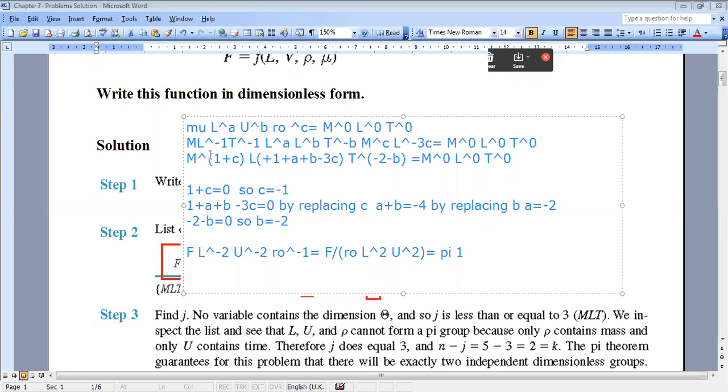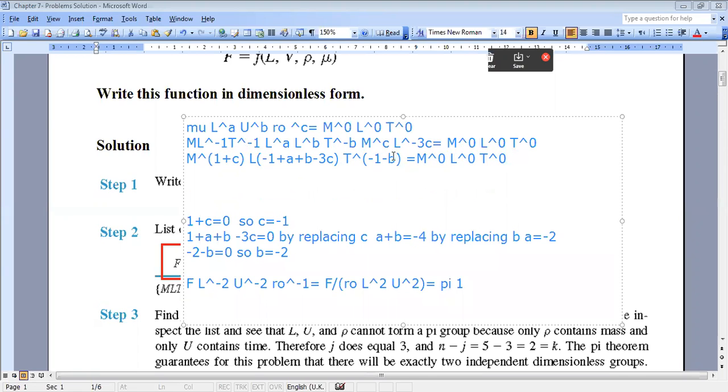I should find the coefficient of M. M here is also 1 plus C, nothing changed. But now for L, I have minus 1 plus A plus B minus 3C. And for T, I have also minus 1 minus B. So for this new group, I determine the new 3 equations. The first is 1 plus C equals 0. So also for this case, I have C equal to minus 1.